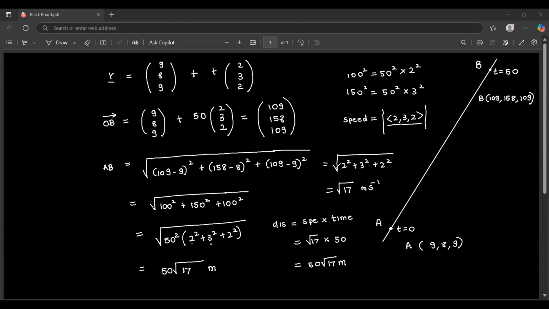This is only applicable if the particle is not changing direction. So this is useful. If you found this useful, apply it, or else you can apply the other way and find the answer. However, okay, fine. Now let's do another question.